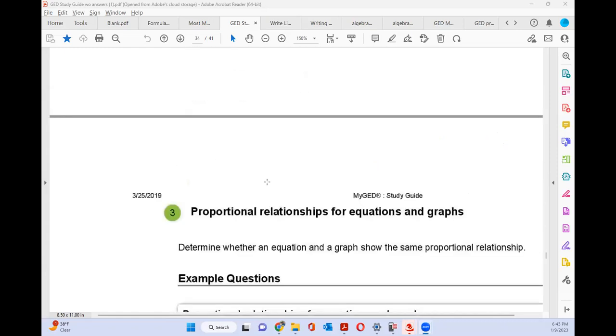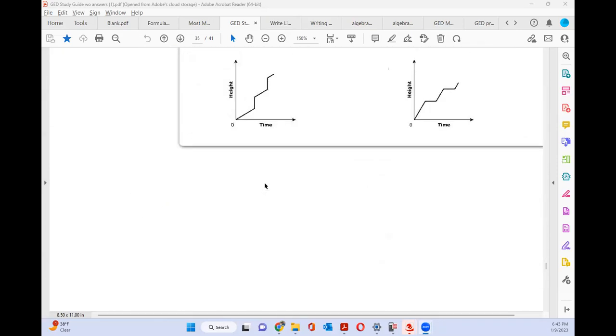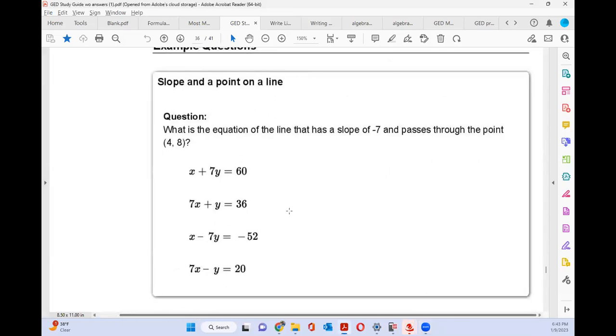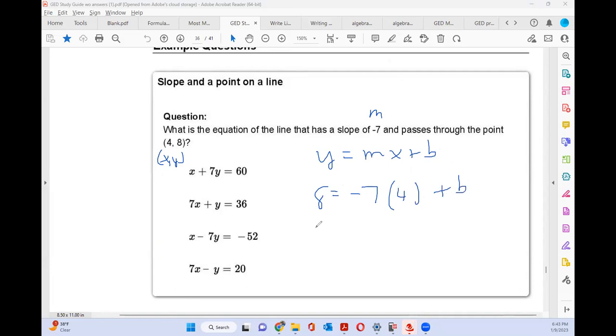Now watch this. I'm going to go to the next one. Again, I'm showing you that you're going to get a problem. Look at this. They're giving you the slope. They're giving you a point. This is my x. This is my y. This is my m. y equals mx plus b. y is what? 8. My slope is what? -7x. x is what? 4, plus b. What is -7 times 4?